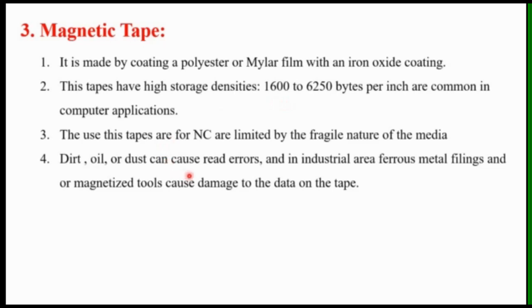Then magnetic tape. The use of these tapes for NC is limited by the fragile nature of this media. Also, dirt, oil, and dust can cause read errors, and industrial areas having ferrous metal filings may affect this magnetic tape. Magnetized tools may also damage the data on the magnetic tape. This is one of the limitations of magnetic tape.